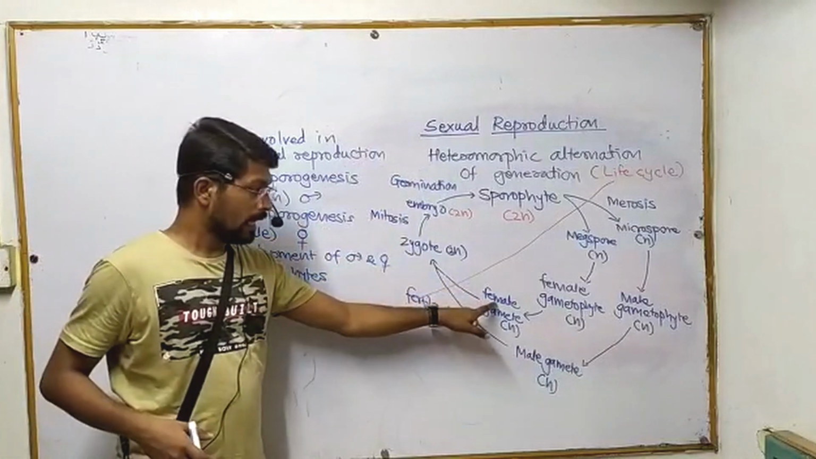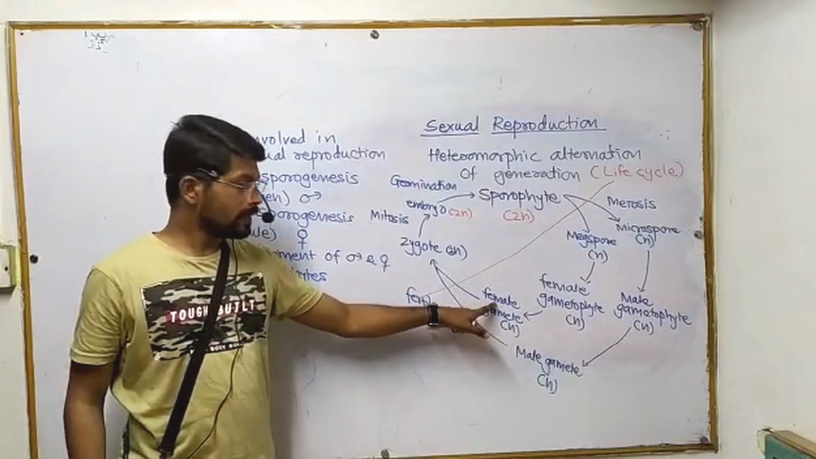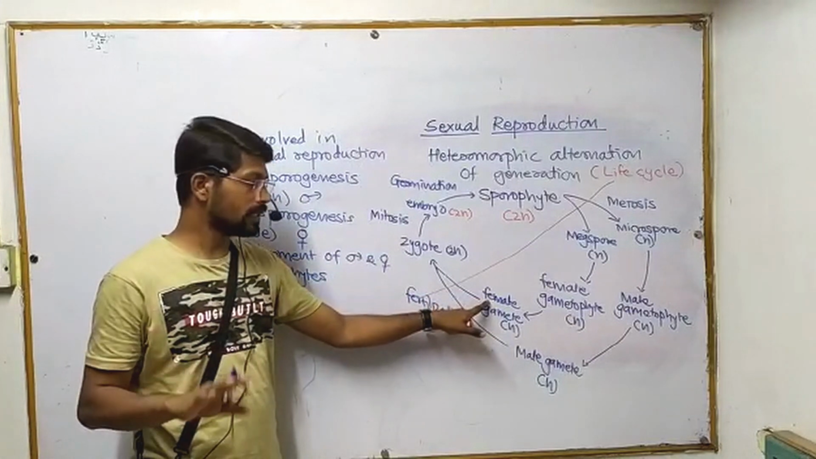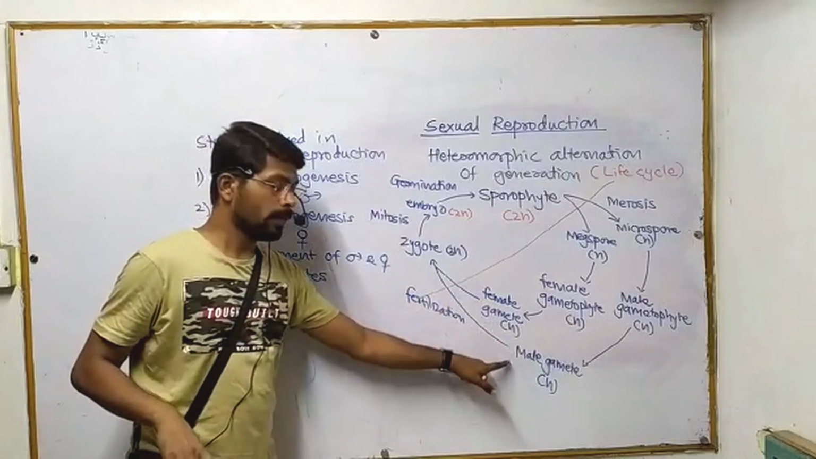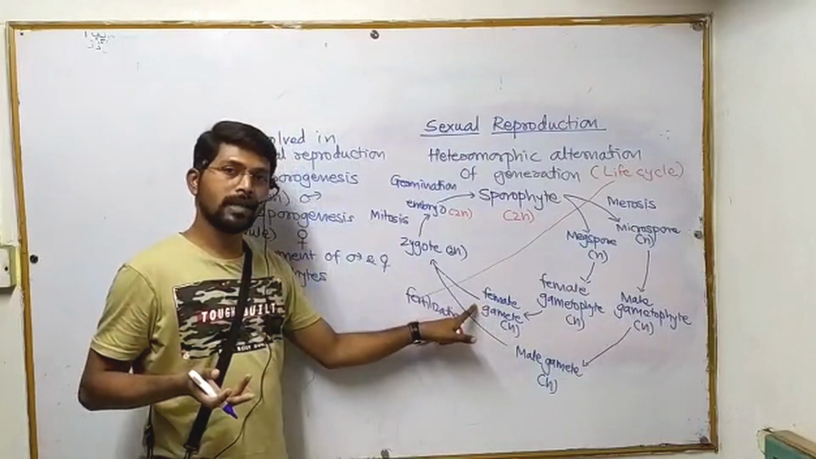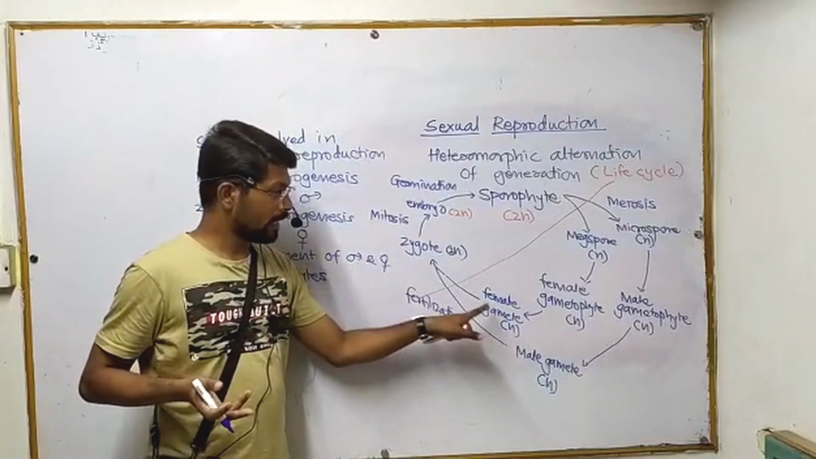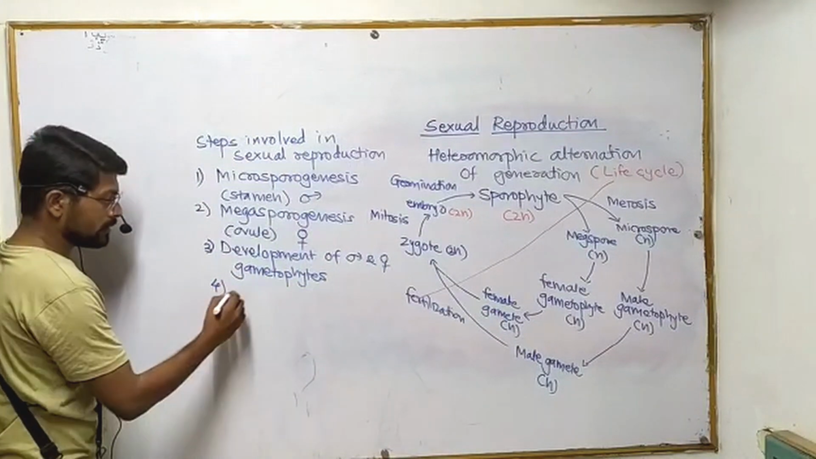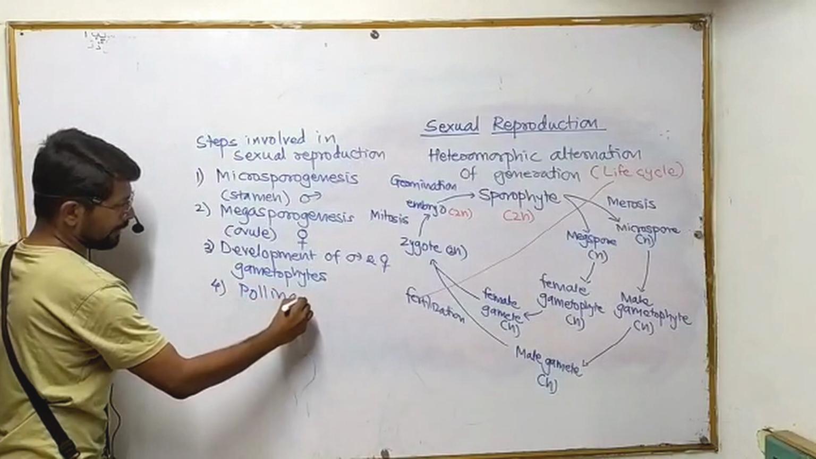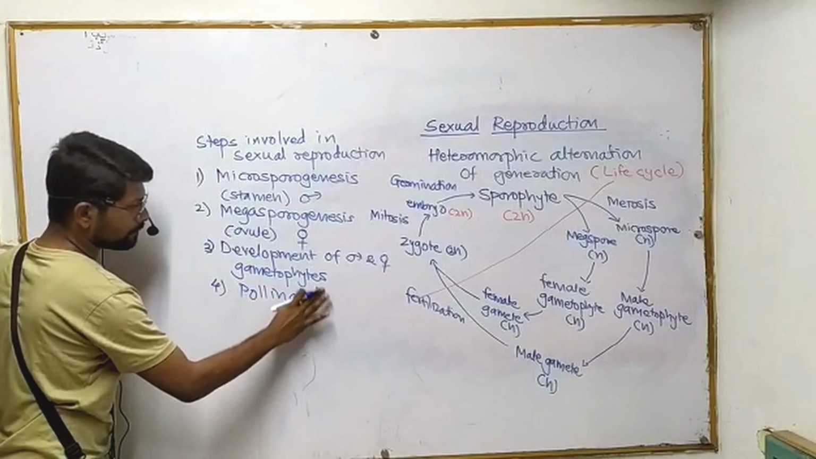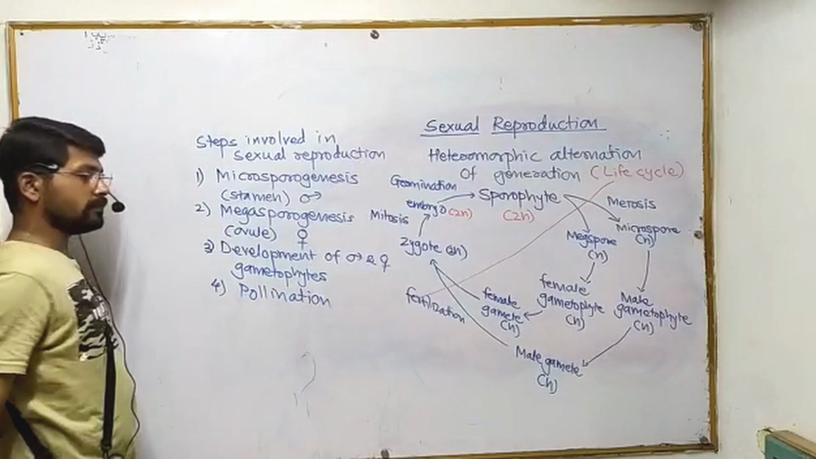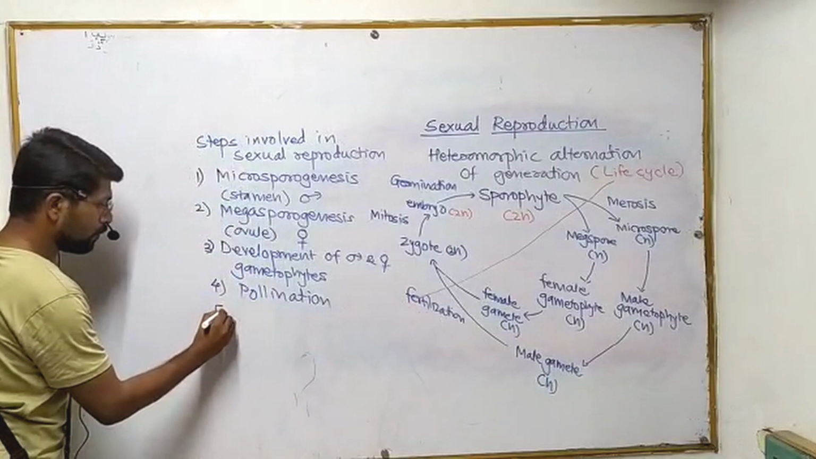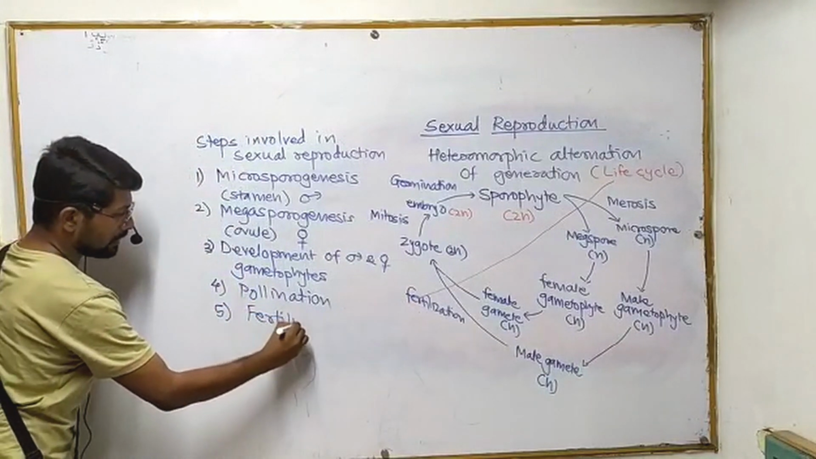So in advanced plants like flowering plants, angiosperms and gymnosperms, the female gamete never leaves its place. It remains as it is in the mother plant, and the male gamete has to travel up to the female gamete. The traveling of the male gamete up to the female gamete is called pollination, and therefore the fourth step in the sexual reproduction of flowering plants is pollination. After pollination, the next step is fertilization, obviously, and therefore the fifth step is fertilization.